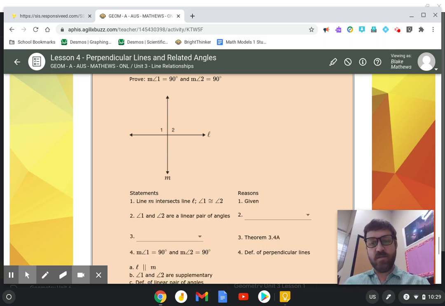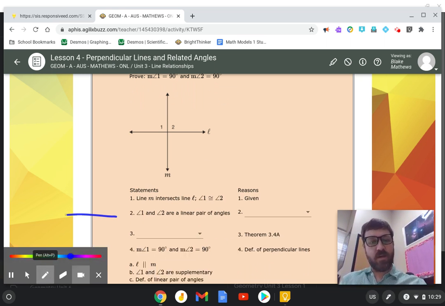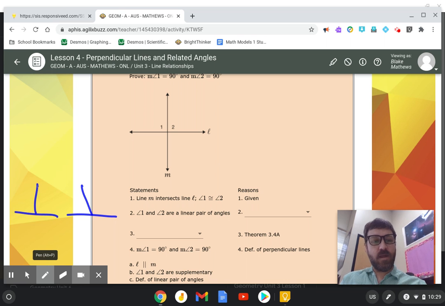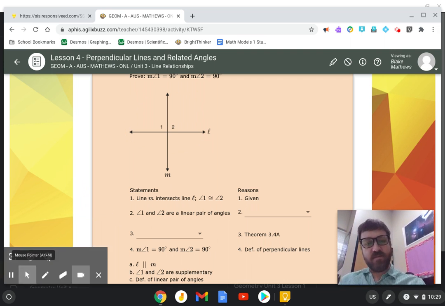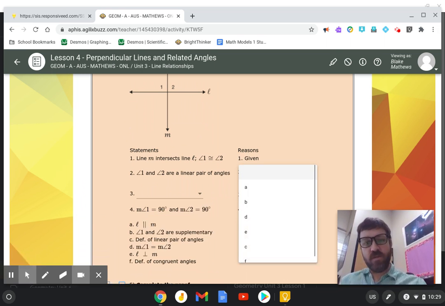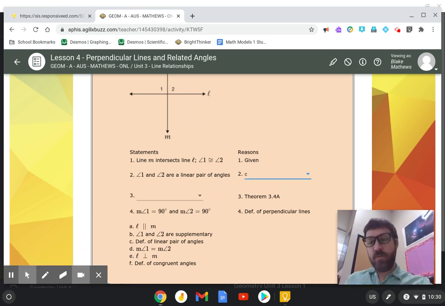Then it says angle 1 and angle 2 are a linear pair of angles. Well, that's just the definition, right? Those are next to each other. We know that the definition of a linear pair is simply that you have some line with another ray coming off. These are both examples of linear pairs. That's what we have right here. So we're going to say that's the definition of linear pair. So answer choice C.